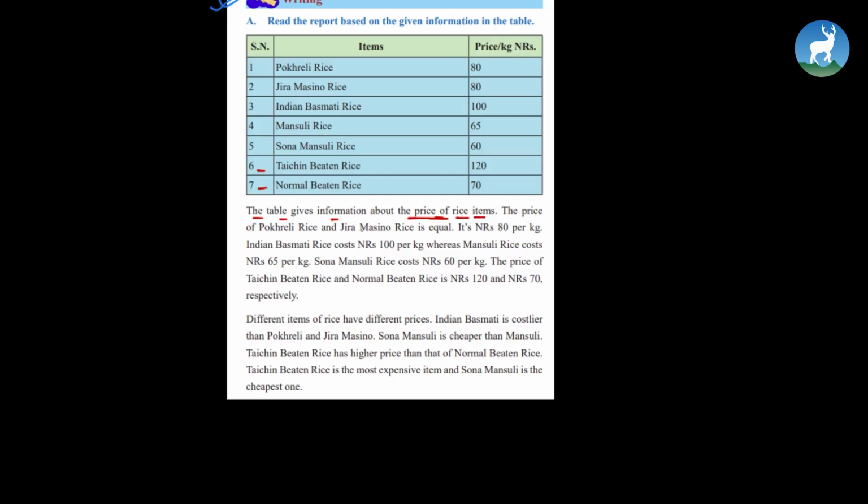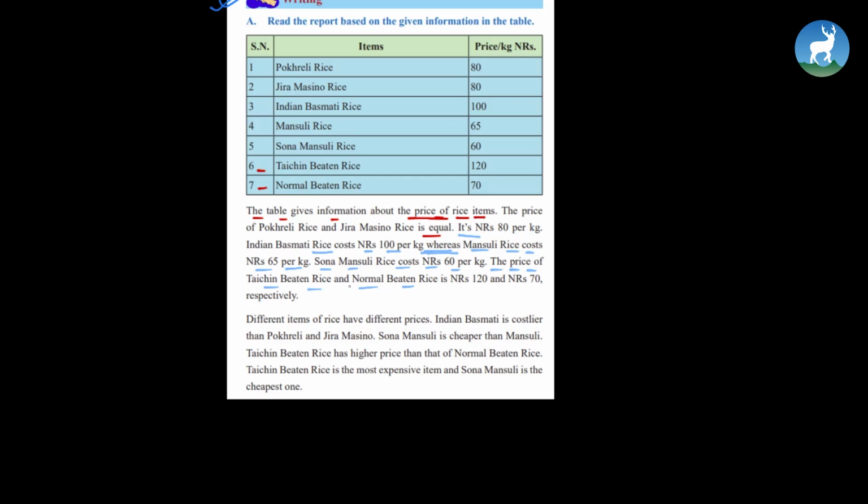The price of Pokharel rice and Zira Masino rice is equal. So first, try to segregate the prices that are equal and then mention accordingly. Okay? And then next, Indian basmati rice costs rupees 100 per kg, whereas Mansuli rice costs rupees 65 per kg. So you can even use contradictions or variations. Sona Mansuli rice costs NRS 60 per kg. And now you move on to different topics. That means if there is mentioned within the category any other topics, you mention them at last.